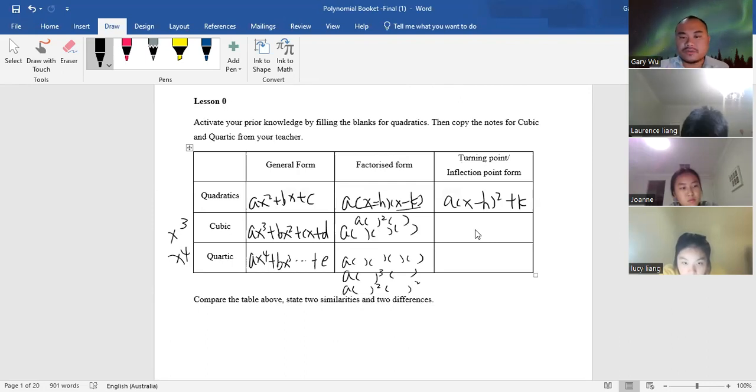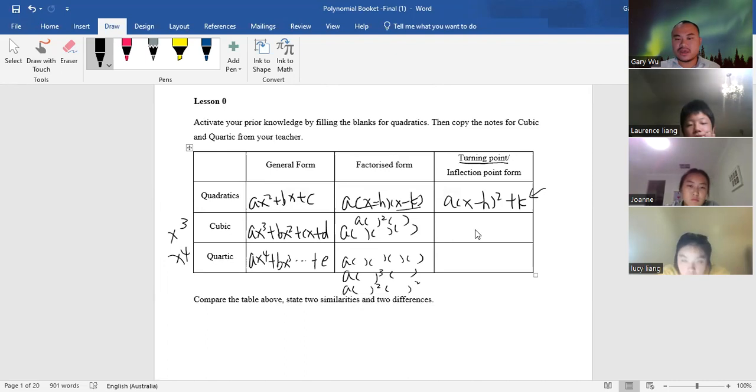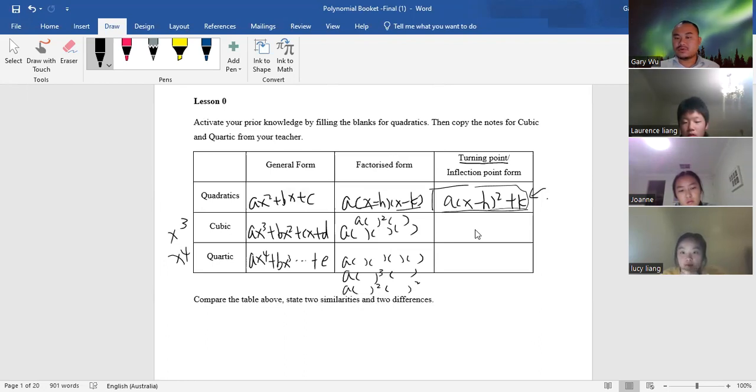And then for turning point form, okay. What's the turning point for this? What's the vertex for this? Lawrence, can you please tell me for quadratic? a(x minus h) squared plus k. What coordinate is the turning point? K is not a coordinate. Coordinates in terms of x and y, right? The coordinate for the turning point is?